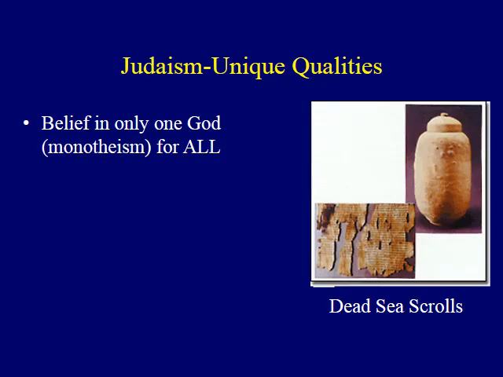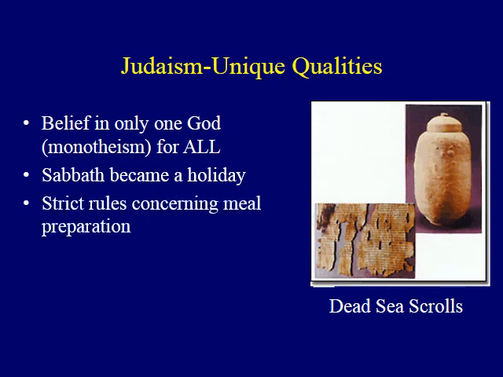There were several other unique qualities of this Jewish faith. First of all, the Sabbath became a holiday. It was a day when Jews refused to work. They were honoring their God on this day. They also had several strict rules concerning meal preparation and certain types of foods that were taboo, like pork and shellfish. The Jewish faith also included the idea that one day a Messiah would come and save everyone.